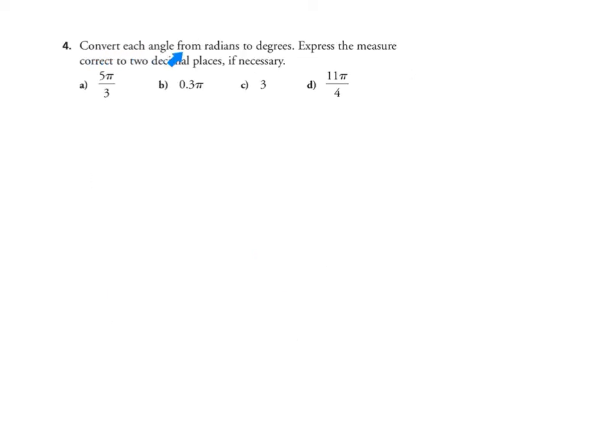All right, convert each angle from radians to degrees this time. Express the measure correct to 2 decimal places if necessary.